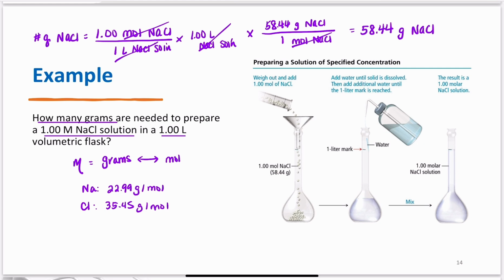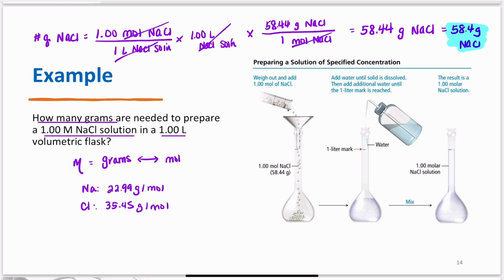Now, sig figs wise, let's see, I've got 3 sig figs. I need to round this to 58.4 grams of NaCl. In the real world, when you're working with a balance, you're probably not going to have it to 1 decimal place. It's probably going to be more. You just want to get as close to that as possible.